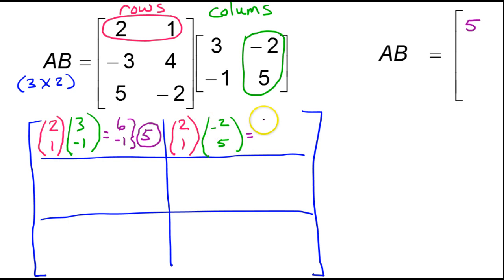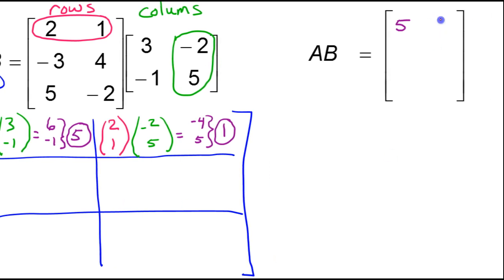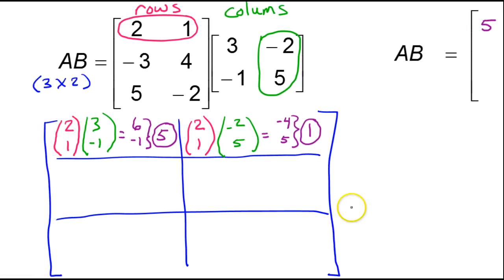So this is going to give me negative 4 and 5. And then if I take the sum of these, that's 1. So this is my element of row 1, column 2. So that will go here in my final answer. And I'm just going to do this over and over again.